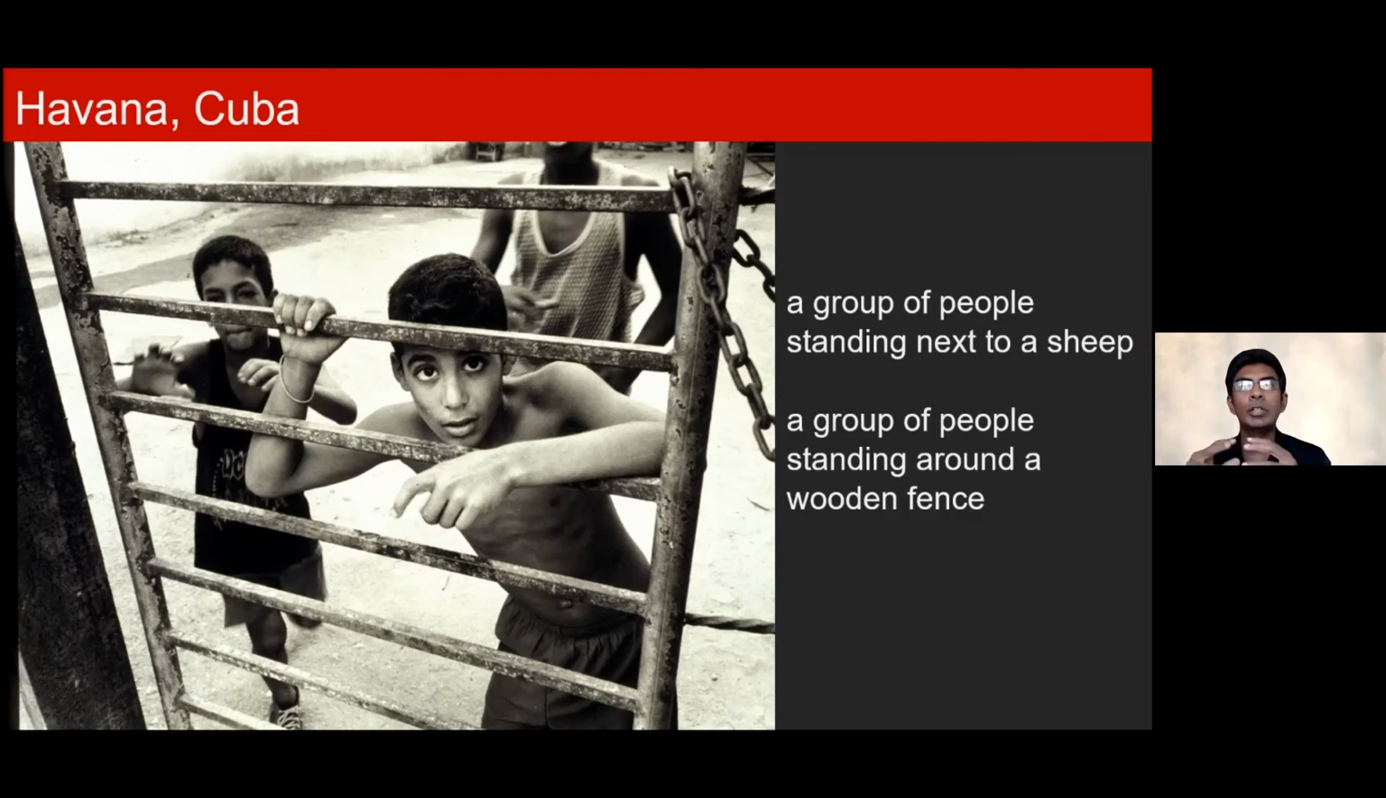So I think if you are using keyword-based searching, this metadata is good enough to locate this photograph through those keywords. If you search for people or fence, this would come up.